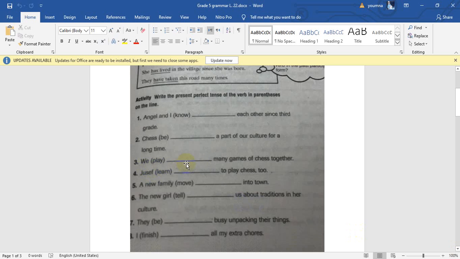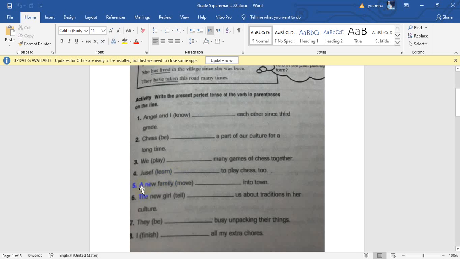We play many games of chess together. We will take have or has. Yes, it will take have. And play, it's a regular verb, so we will add ed only. So it will be have played. Have played. And then Joseph learn to play chess too. Joseph is singular, so it will take the helping verb has. And learn guys can be regular or irregular. So you can say has learnt, ends with t, or learned to add ed. Okay, so it can be has learnt or has learned.